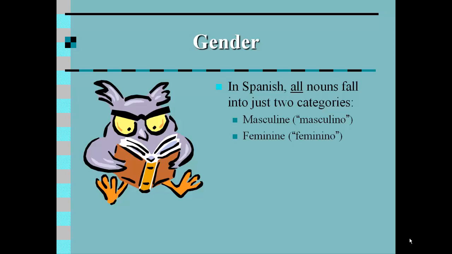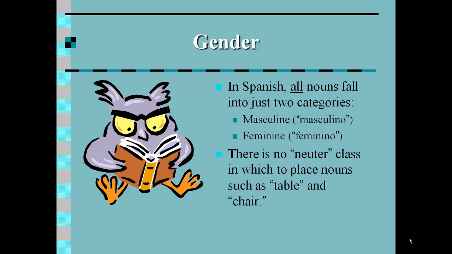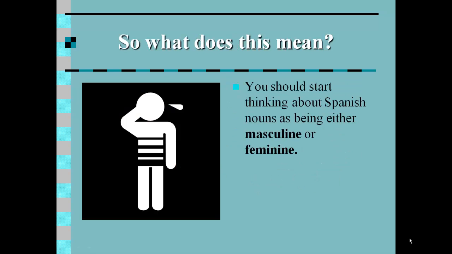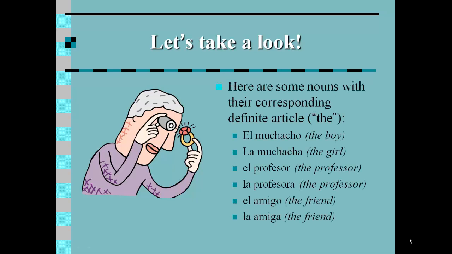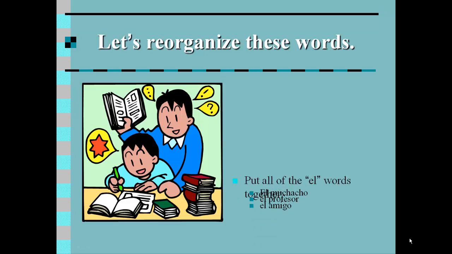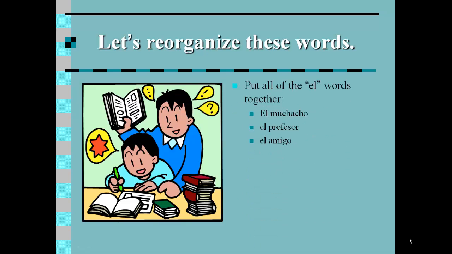In Spanish, everything is either a masculine word or a feminine word. Which means we need to start learning the gender of a noun the first time we learn the word. Here are some that you already have learned. Okay, so if you learn a word with el in front of it, that means it's a masculine word. And if you learn a word and it has la in front of it, it means it's a feminine word.